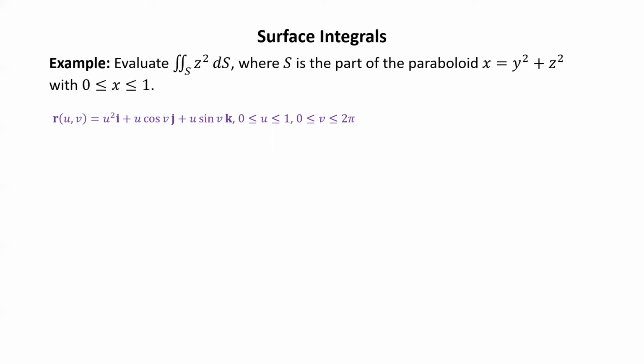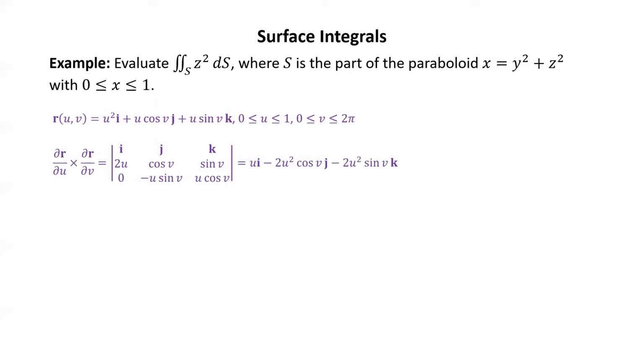Now, in this case, since x is going between 0 and 1, and x is u squared, u is also going between 0 and 1, and v is going between 0 and 2 pi. Okay, let's start by taking the cross product of the partial derivatives. So for the second row of this determinant, we take the partial with respect to u, which is 2u, cosine v, sine v. And for the third row, we take the partial with respect to v, which is 0, negative u sine v, u cosine v.